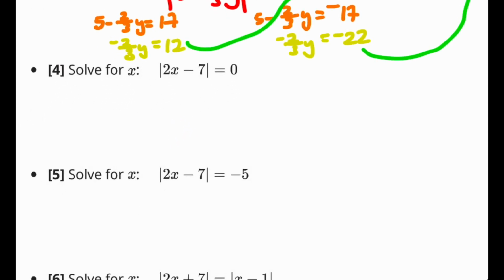All right, now number 4 is a little bit different because it's just set equal to 0. Now there's not a positive 0 and a negative 0 or anything like that. So for this one, all you really have to do is worry about this inner part being equal to 0 because the absolute value of 0 is 0. So I'm just going to take that inner part and set it equal to 0. Add 7 on both sides, divide by 2, and you're left with 7 over 2 is your final answer. If you check that out, it will work as well.